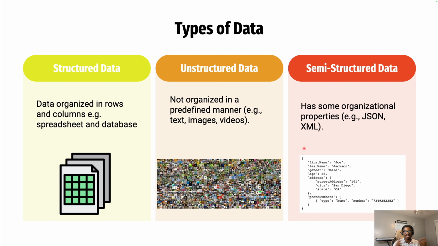Okay, so we have types of data. We have three types of data that we can use to train our AI. The first one is data organized in rows and columns, like a spreadsheet or database. I'm not sure if you guys have used spreadsheets, which is what you see in Excel. If you have not used Excel before, again, it's totally fine.